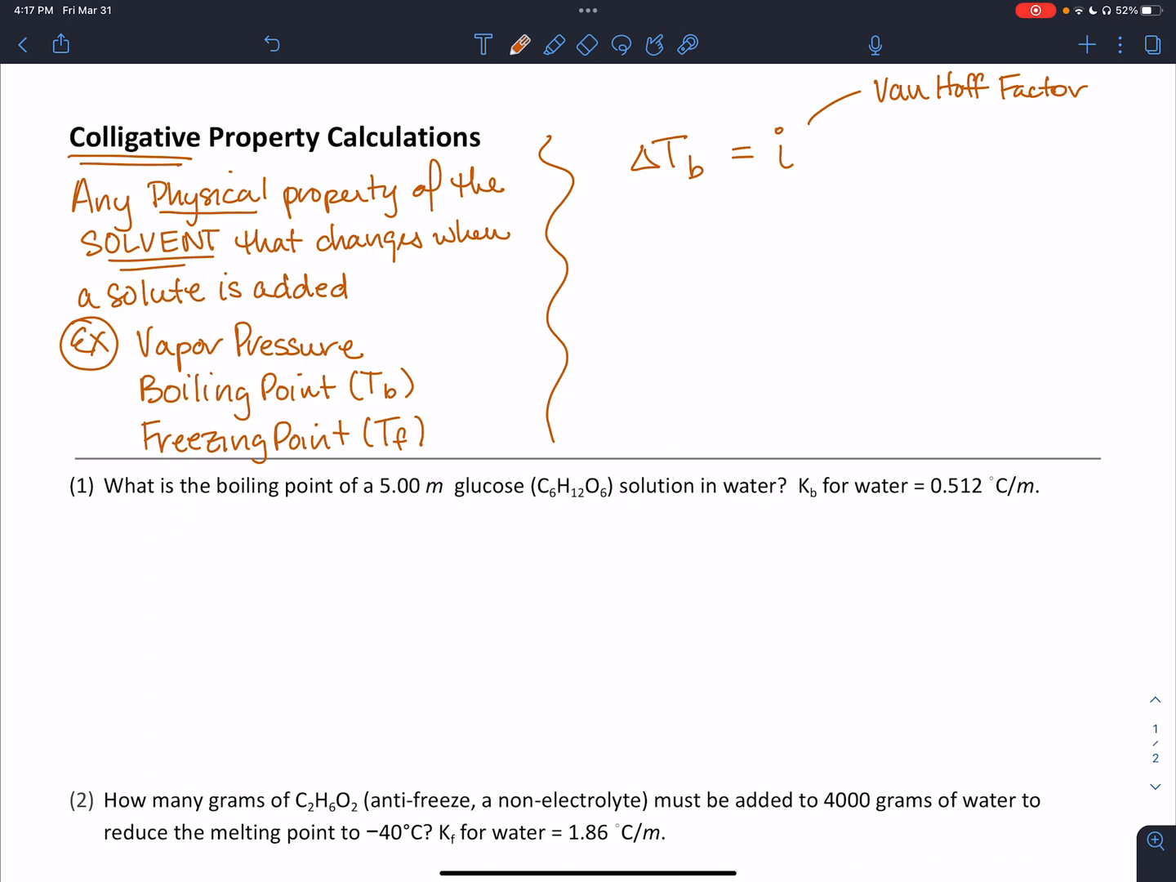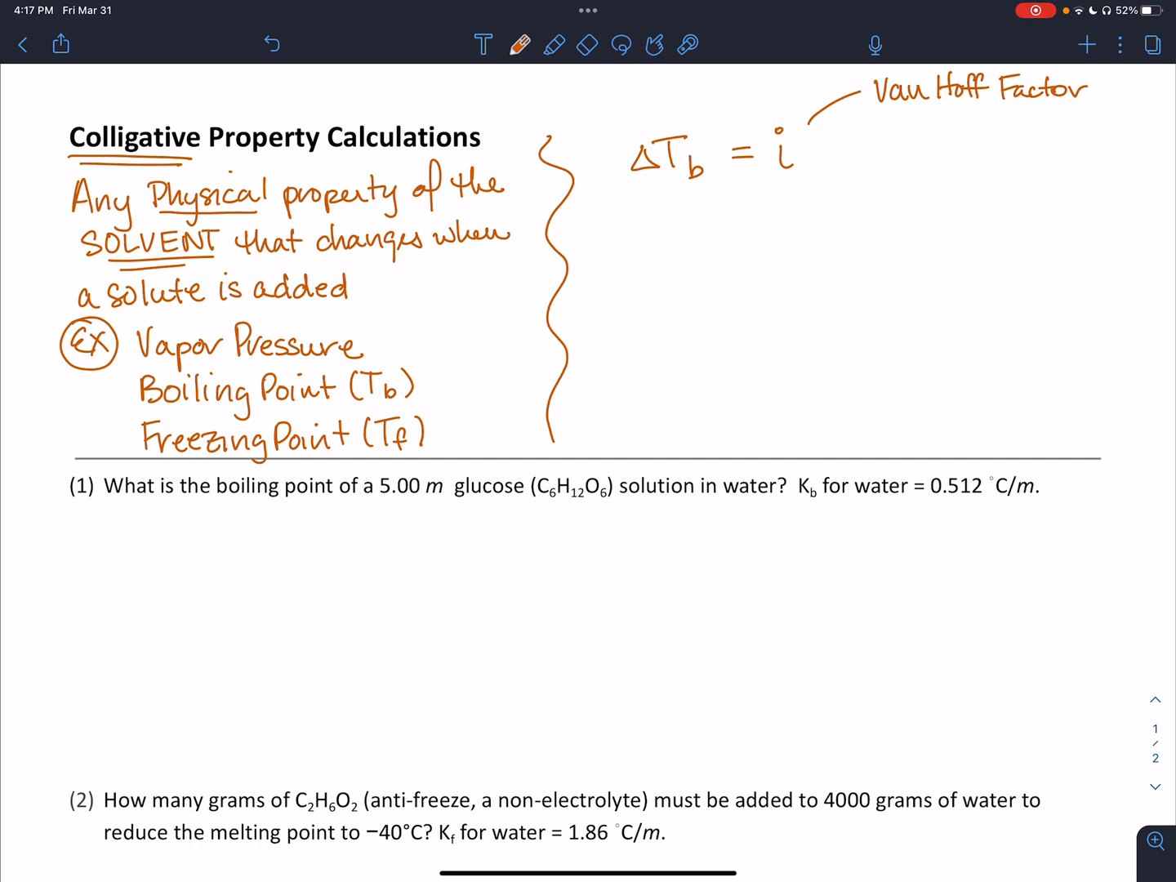If we have something that's ionic, like sodium chloride, every time one particle of NaCl dissolves, it splits into two ions, the sodium ion and the chloride ion. So for every one NaCl, we get two ions. So the i value, the Van't Hoff factor for NaCl, would be 2. If we had instead aluminum chloride, which is AlCl3, for every one AlCl3, we get 4 particles, 1 aluminum and 3 chloride. So that would have a Van't Hoff factor of 4.